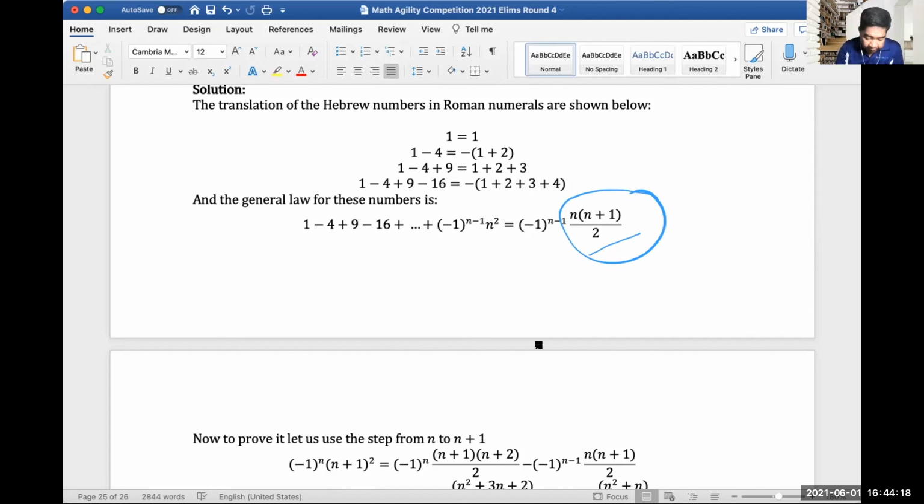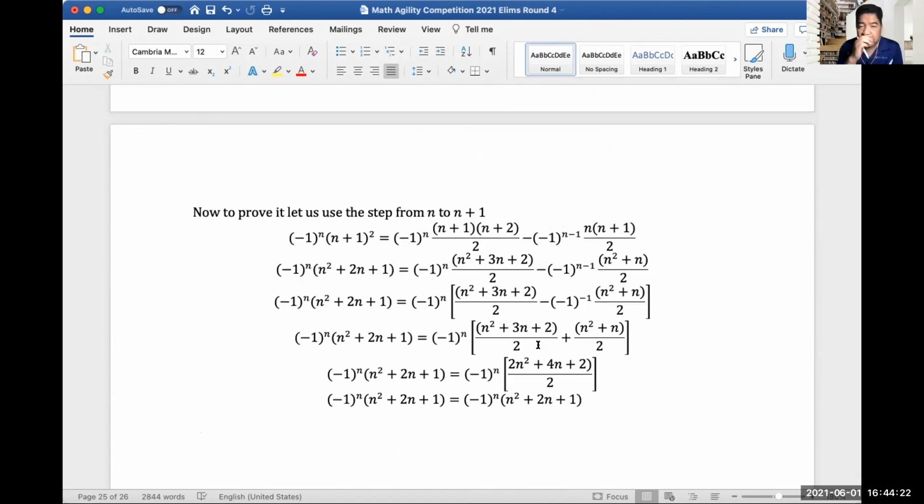And now let's prove. So let's go to the next part. So now let's prove, to use a step from n to n plus 1. So if they would be equal, so from negative 1 to n plus n plus 1 squared equals negative 1 to the n, n plus 1, n plus 2 over 2 minus negative 1 to the n, quantity n plus 1 over 2.